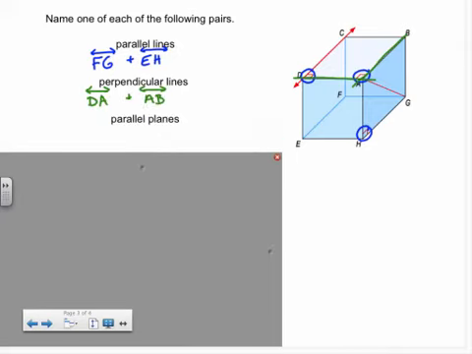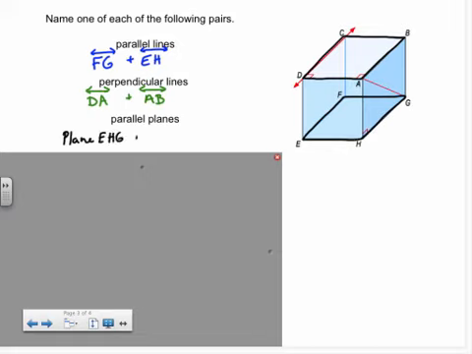Parallel planes, there are three different pairs that would work for this one. I'm going to choose the top plane here and the bottom one down here. And remember, when you're naming planes, you need to use 3 points that are on that plane. So for the bottom plane, I could call that plane EHG, and the top plane I could call plane ABC.